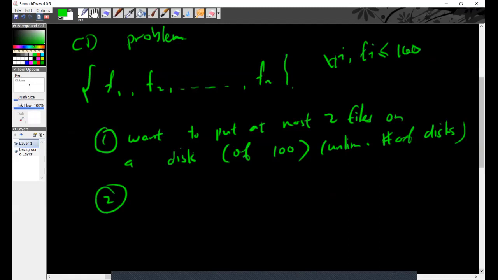But the point is that we want to minimize the number of disks that we're going to use. You might think this is ridiculous, right? It's like, hey, if you want to minimize the number of disks used, why don't you just put more files on the disk? Well, the answer is we can't do that, because if not, I don't have this problem. I don't have this greedy problem to show you.